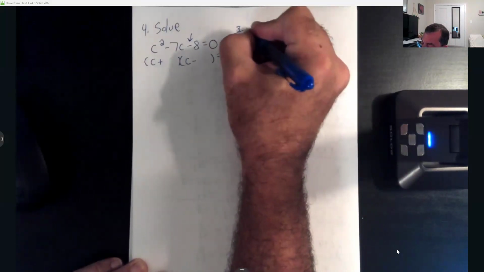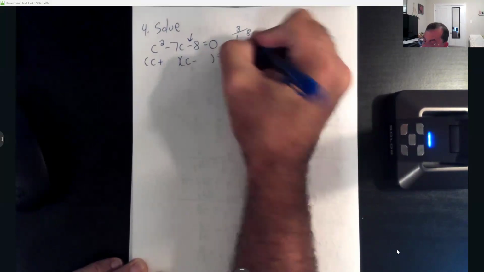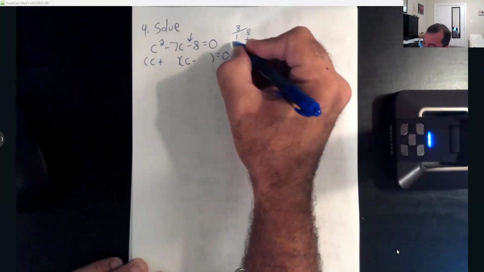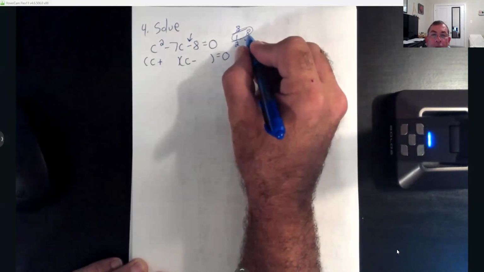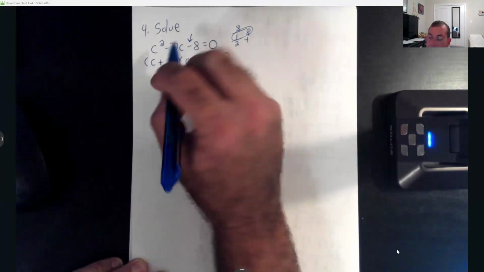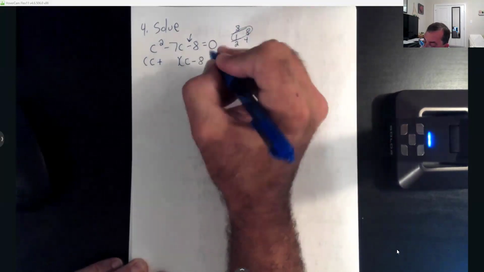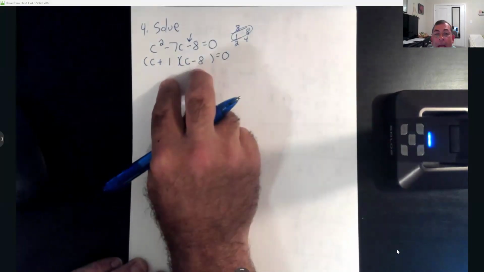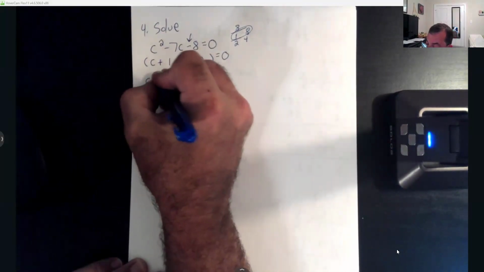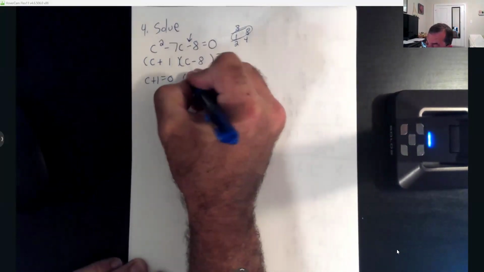So y'all, 8 is 1 and 8, 2 and 4. The factors that'll give me 7 are 8 and 1. The larger number will be negative like the middle. So the 8 will be negative and the 7 will be positive. At that point, I'm going to set both of them equal to 0 and finish solving this.